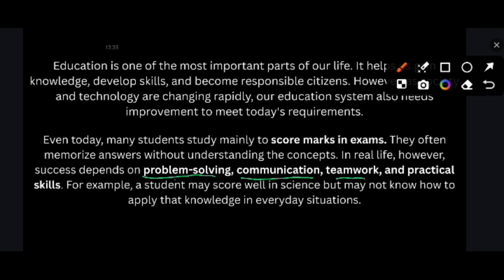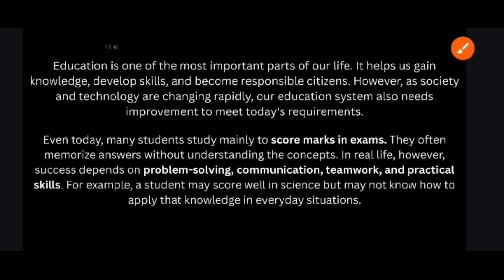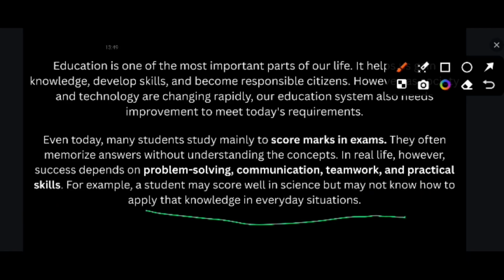For example, a student may score well in science but may not know how to apply that knowledge in everyday situations. Right? I have given an example here also. As I told you, we have to give a simple example to make our lecture effective. Got it? Read it. Okay.